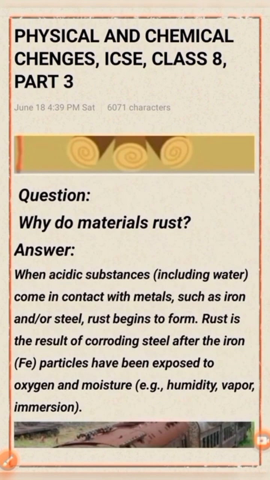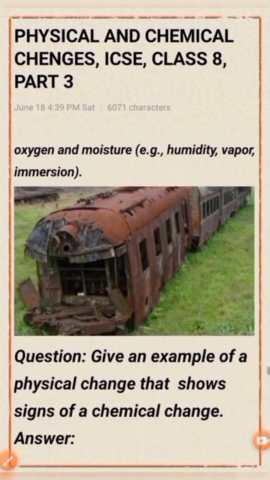Next question, why do materials rust? When acidic substances including water come in contact with metals such as iron and steel, rust begins to form. Rust is the result of corroding steel after the iron, that is Fe, particles have been exposed to oxygen and moisture. Example: humidity, vapor, immersion.